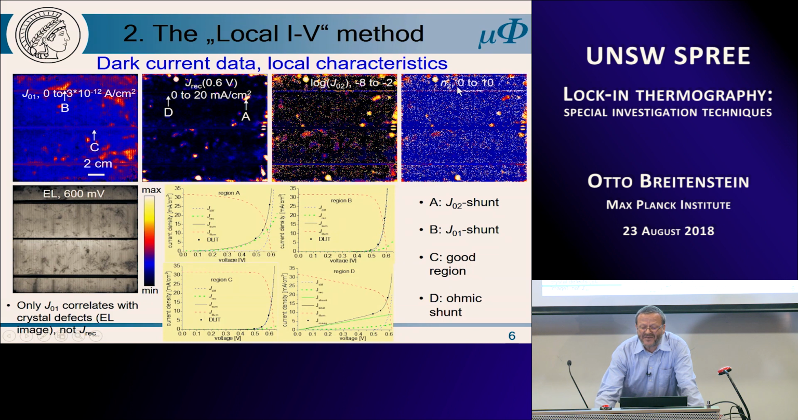And the ideality factor, so blue means ideality factor 2, as you would expect it for a diode according to standard theory. But you see in the regions where we have these J02 shunts, it is much larger than 2. It goes up to 10 here in these two dominating shunts.